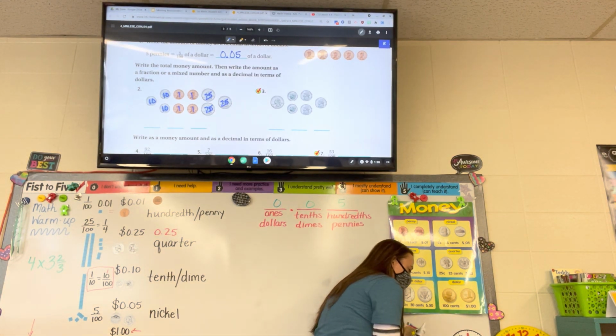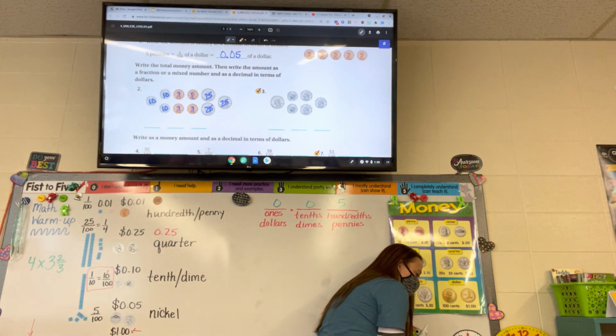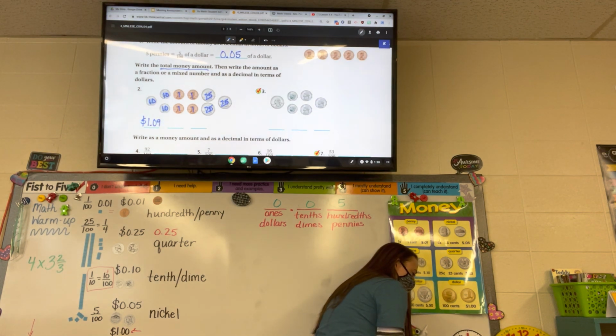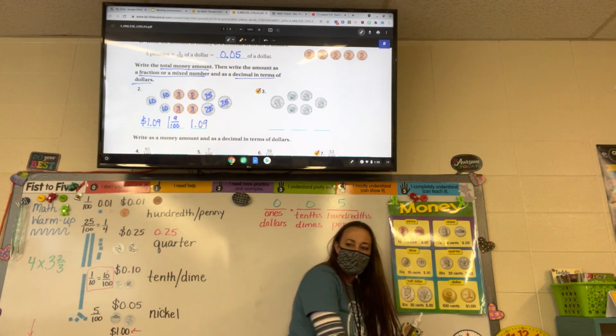So the directions say write the total money amount. So we're going to write the dollar sign, $1.09. Then write the amount as a fraction or mixed number. So 1 whole and 9 over what? 100. And then as a decimal in terms of dollars. So same thing as what you started with, only without the dollar sign.